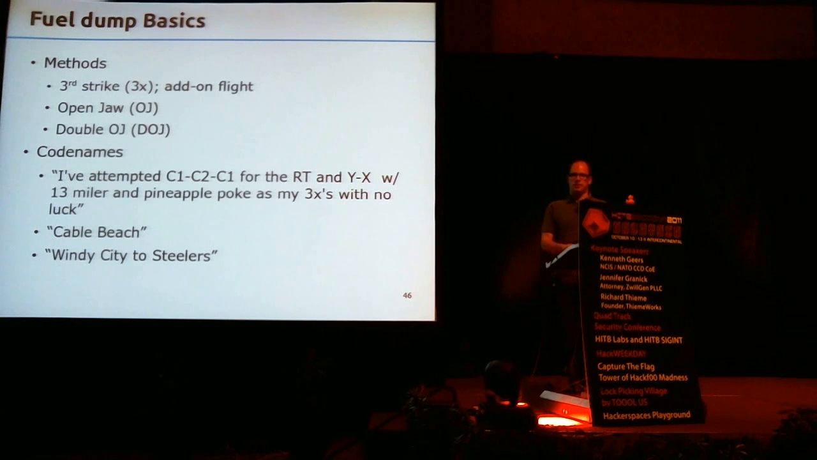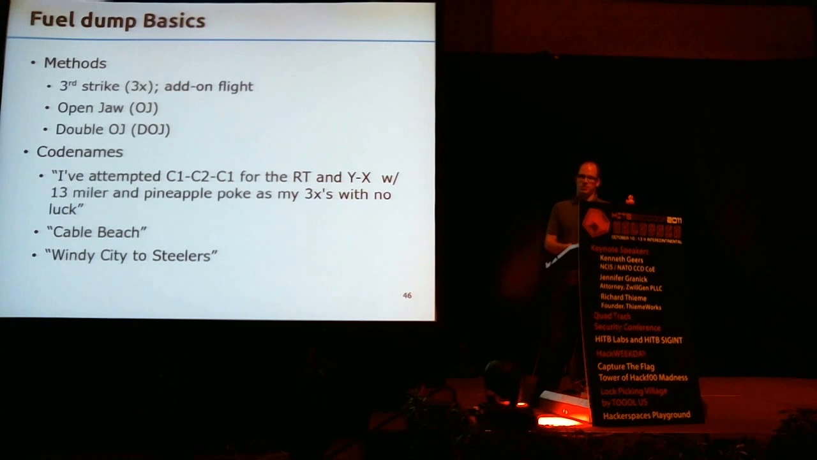In the community, if you go to websites, I've got a couple of references on here. If people are talking about it, we have a kind of lingo to hide the information in the open, because otherwise people would abuse it. So C1 is continent one, the US, C2 is Europe, RT is round trip, and the 13-miler is a 13-mile flight that you can use to dump the fuel. Like Cable Beach, if you go on Wikipedia, you find out, oh, Bahamas, Nassau. It's easy to find out, and then you can find a cheap flight out of that city. Windy City to Steelers: Windy City is Chicago, and Steelers is probably Pittsburgh. If you look on the forums, sometimes they have keywords which relate to really specific flights.